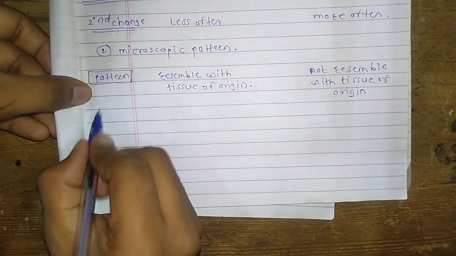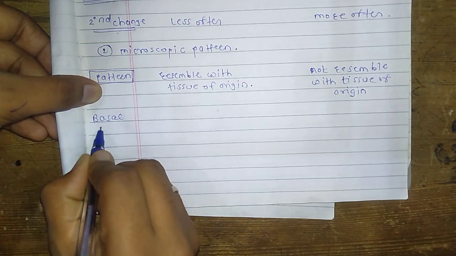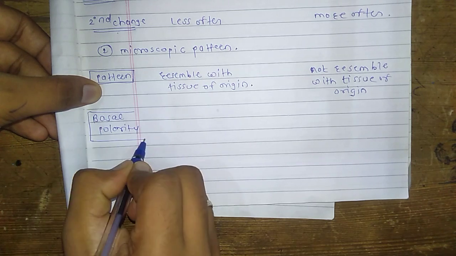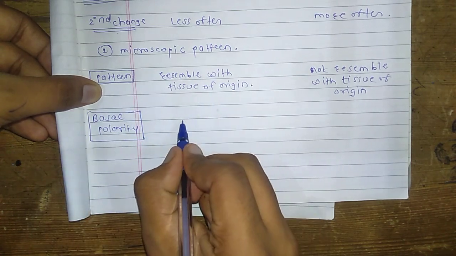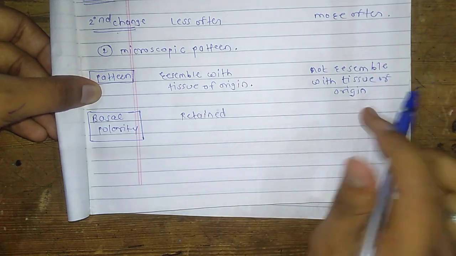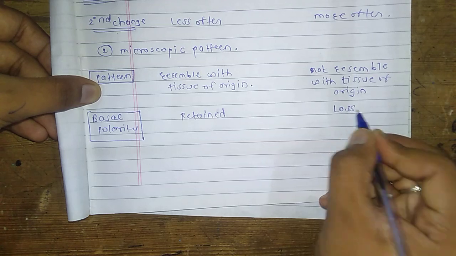Then second is basal polarity. In the benign tumor basal polarity is retained, and in malignant tumor basal polarity is lost.